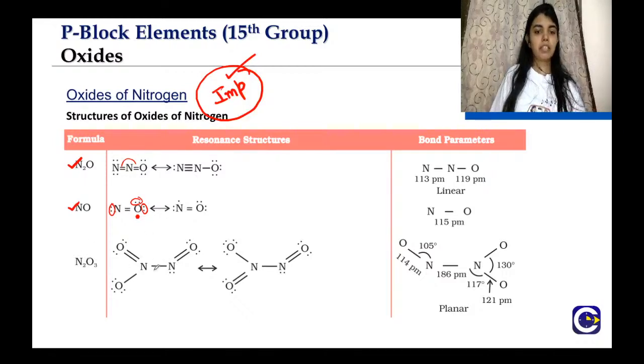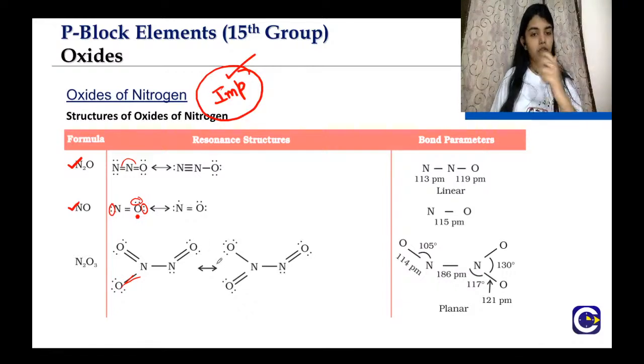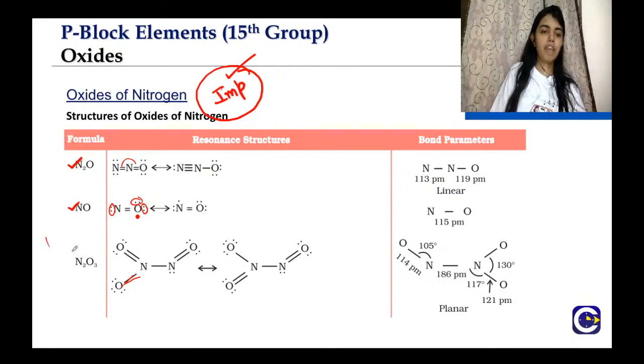N2O3, if you see, there is a single bond between nitrogen and nitrogen, a double bond to O on each nitrogen, and a single bond here with an oxygen, right? So you can draw the resonating structures of N2O3 also. Again, I am repeating that you need to practice these structures again and again. Practice them because they are very important from the examination point of view. In P block, structures will definitely be the target of the examiner.